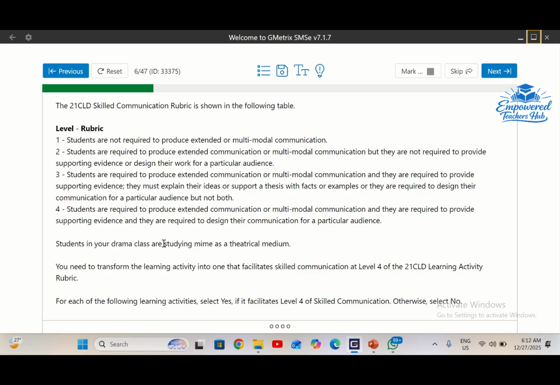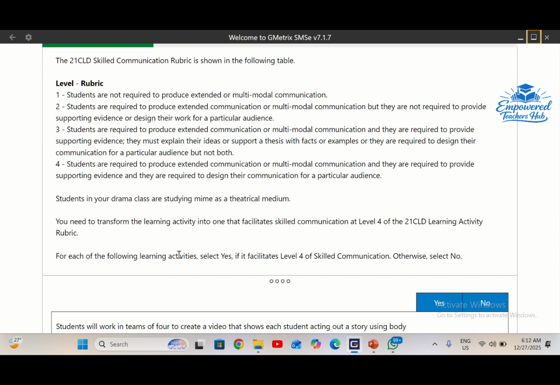Students in your drama class are studying mime as a theatrical medium. You need to transform the learning activity into one that facilitates skilled communication at level 4 of the 21st Century Learning Design rubric. For each of the following learning activities, select yes if it facilitates level 4 of skilled communication, otherwise select no. Okay, let's go through level 4 again.